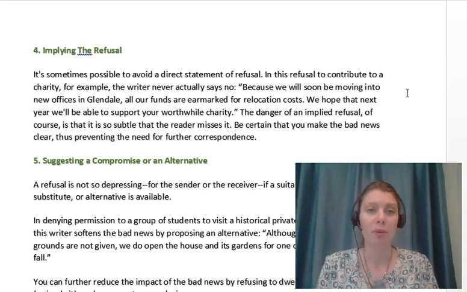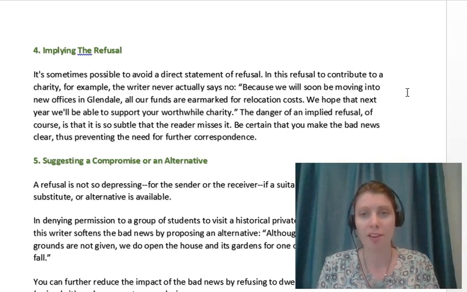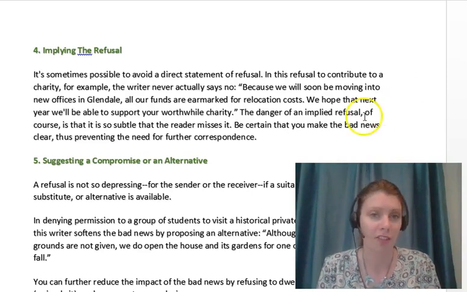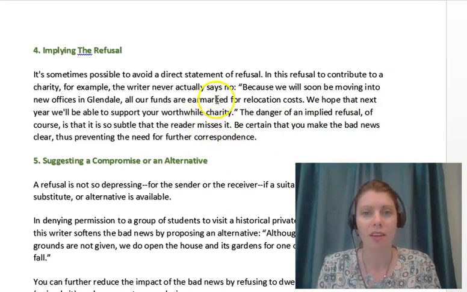Now, you can also imply the refusal. It is sometimes possible to avoid a direct statement of refusal. In this refusal to contribute to a charity, for example, the writer here never actually said no.